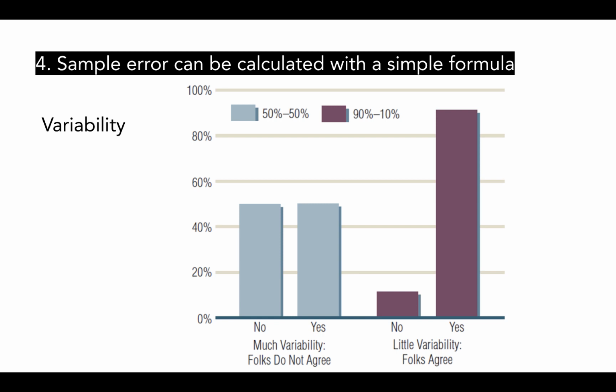Now, if you have high variability, people don't agree on whatever question you ask them. So you'd have, for example, a 50-50 split or a 45-55 split. So in that case, you have much higher variability.